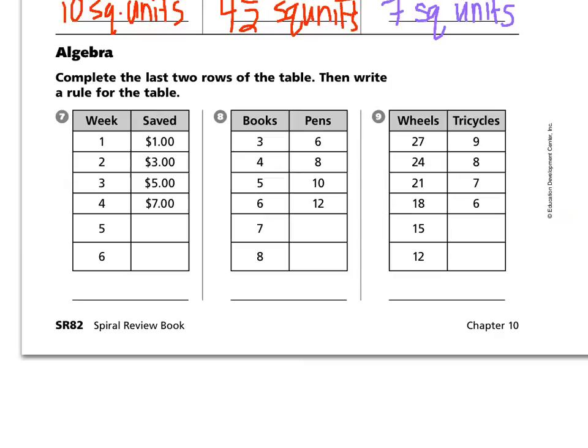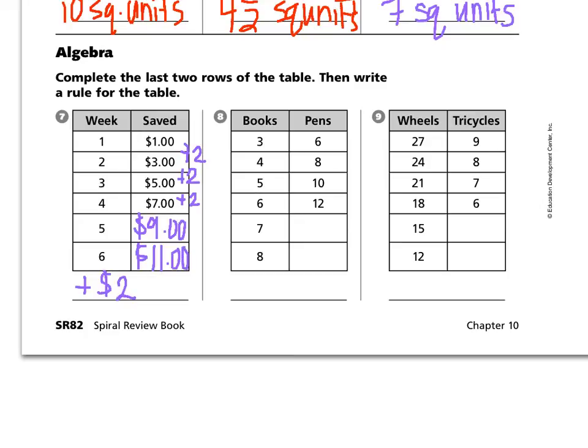Let's look at the algebra section. Complete the last 2 rows of the table, then write a rule for the table. So I know for week 1, I was able to save $1. Week 2, I had $3, which looks like I added $2 from here. Week 3, I have $5, so I'm adding $2 more dollars. Week 4, I have $7, so I'm adding $2 more dollars. So I'm going to say that my rule is going to be to add $2 to the previous week. So I'm going to fill this in, and I know 7 plus 2 is going to equal $9, and I know that 9 plus 2 is going to equal $11.